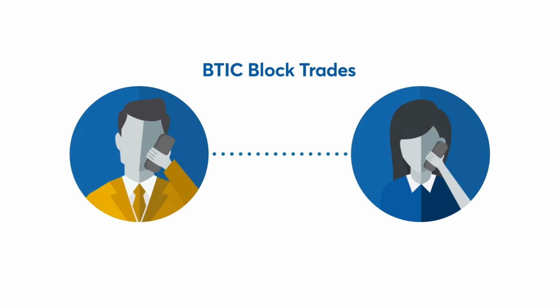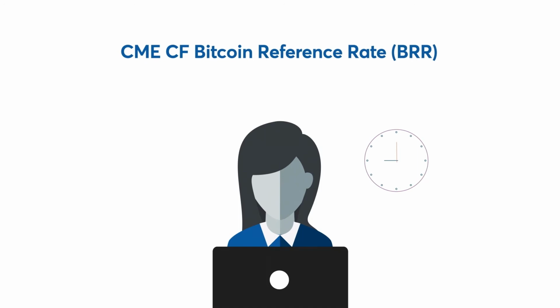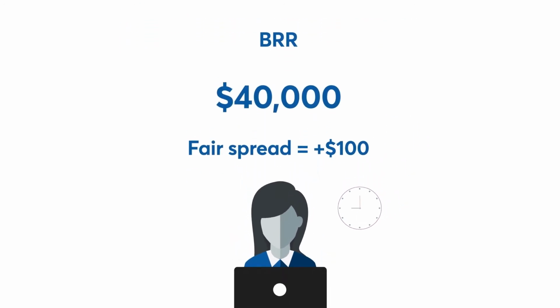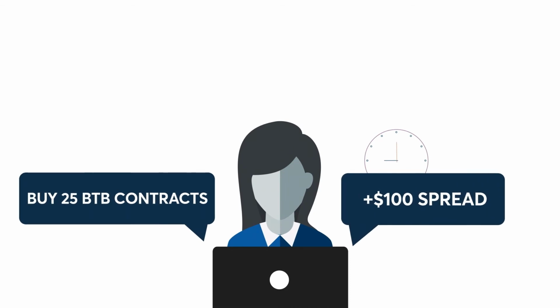To illustrate, let's review an example. At 9 a.m. New York time, a Bitcoin-focused fund manager receives an inflow of $5 million, which needs to be allocated to the benchmark CME CF Bitcoin reference rate, or BRR, for that day. With Bitcoin futures trading at $40,000 per Bitcoin, she calculates that the fair value of the spread between Bitcoin futures and the BRR is plus $100 per Bitcoin. She submits an order to buy 25 Bitcoin futures contracts via BTIC, ticker symbol BTB, at the spread of plus $100 based on that day's Bitcoin reference rate.